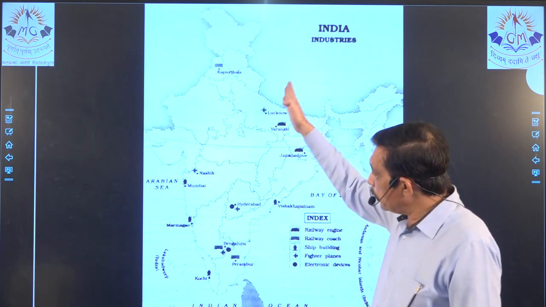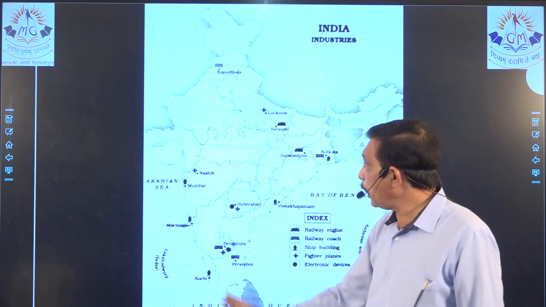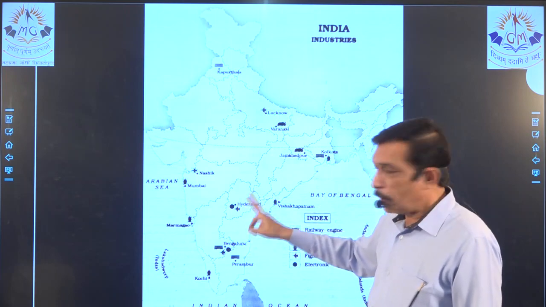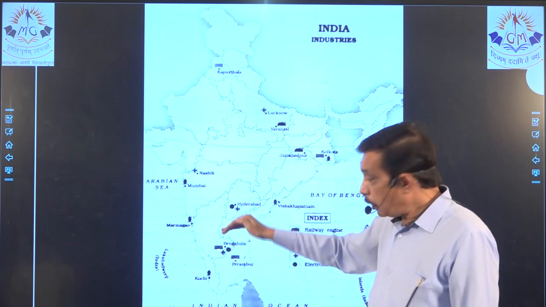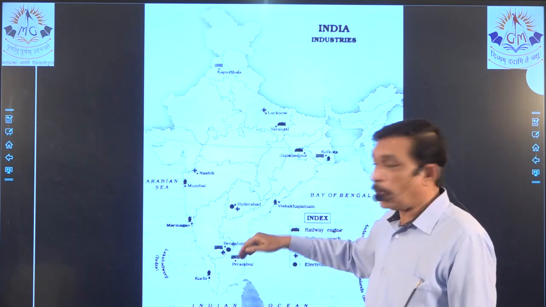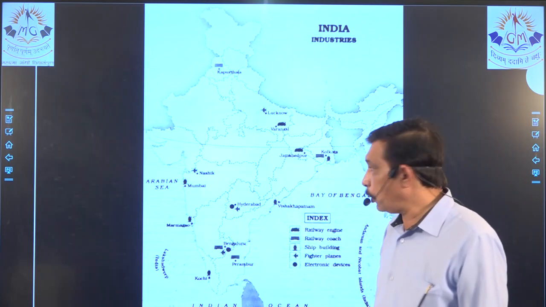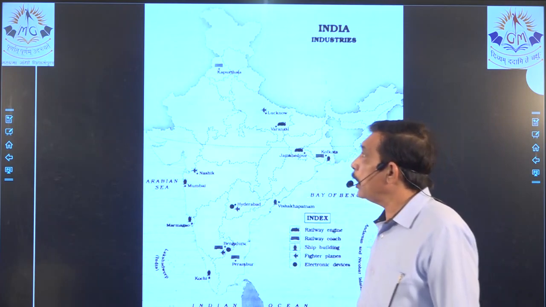So 1, 2 and 3 places, if you see, it's in a line, right? UP, almost center where Lucknow is. Hyderabad we know where to mark, and Bengaluru we know where to mark. It's towards Tamil Nadu, but a little bit away from Tamil Nadu, right? So Bengaluru, just mark this. The other one is Nasik over here.